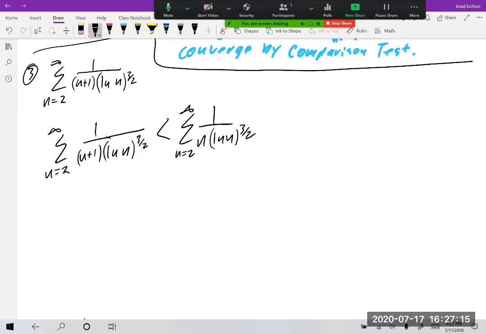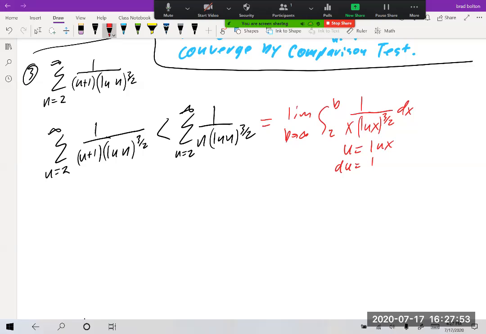So that means we need to try to determine if 1 over n ln of n is convergent or divergent. Now here's the problem. What test do I use on that? That is not a geometric, that is not a telescoping. What am I going to do? Well, hopefully you guys see that it's a u sub. So we're going to try the integral test. So we're going to say the limit as b approaches infinity of the integral from 2 to b of 1 over x ln of x to the 3/2 power dx. So we're going to let u equal ln of x, du equals 1 over x dx. So we have a perfect u sub.